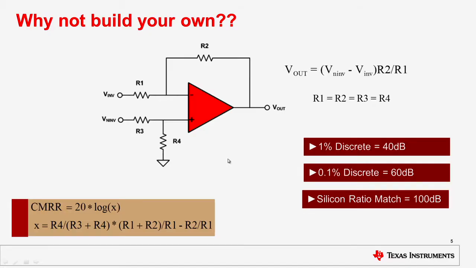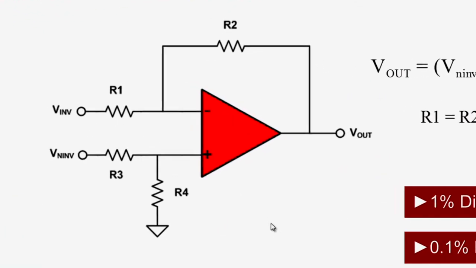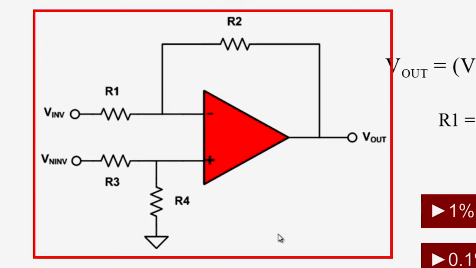A lot of the times I'll get questions of why not build my own instrumentation amplifier, or why not build my own difference amplifier? Well, there's a lot that is definitely possible, but there's a lot of things that you have to think about while you go into this design. The first thing you need to consider is making sure you get precision matched resistors. The common mode rejection is heavily dependent not only on the characteristics of the amplifier, but also on the matching of the resistors R1 to R2 and R3 to R4.